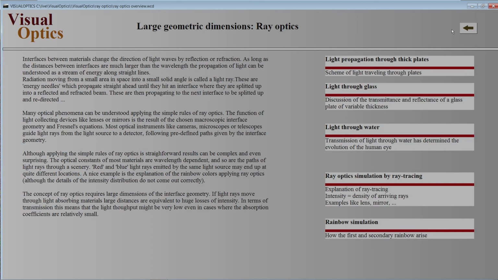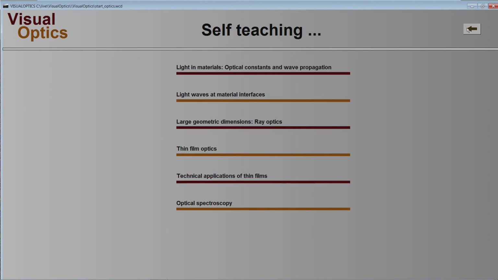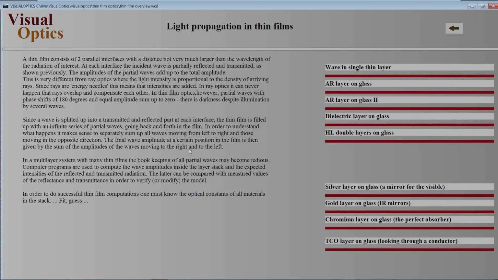Okay, this was enough for ray optics. Let's now go to the topic thin film optics. In the case of thin film optics, things get a little bit more complicated with some surprising effects that are due to the wave propagation and that are due to coherent wave propagation that we have to take into account if the interfaces or the distance between two interfaces is in the order of the light wavelengths or even smaller.